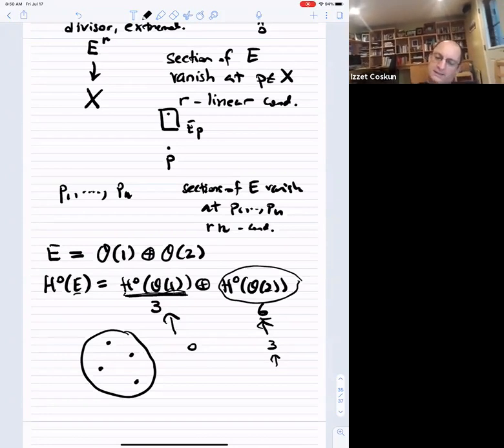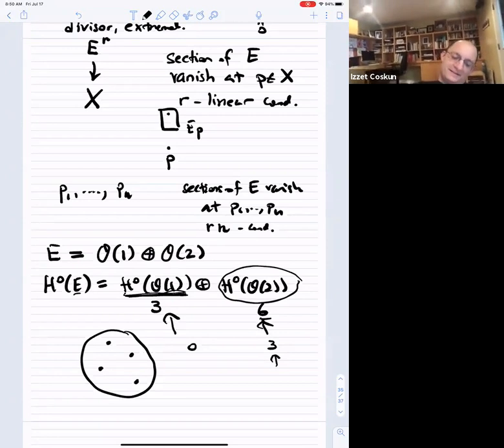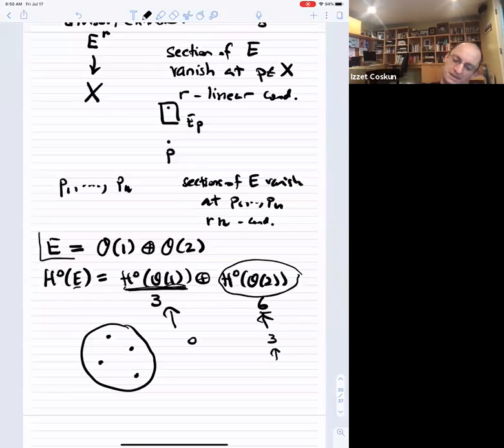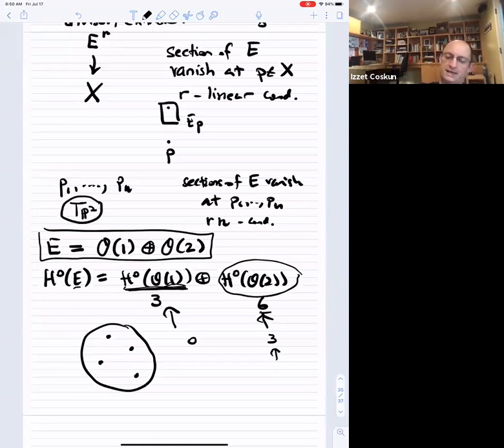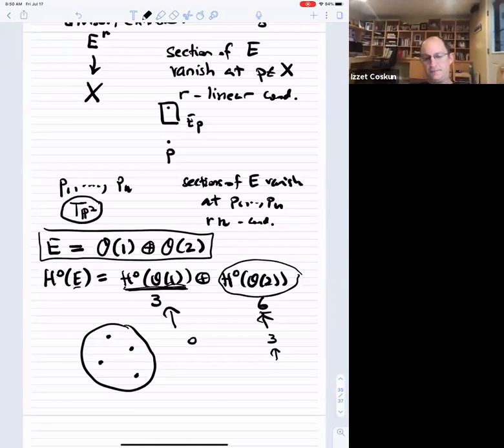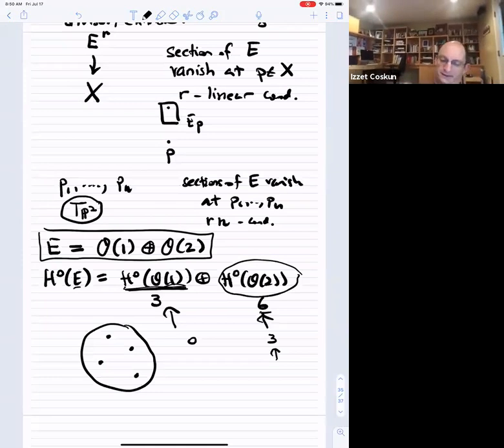So you see that this gets at the heart of what's different between a bundle like this and a bundle like the tangent bundle of P2. And that's what I want to talk about today, and that's the stability of this bundle. That's where we are headed.